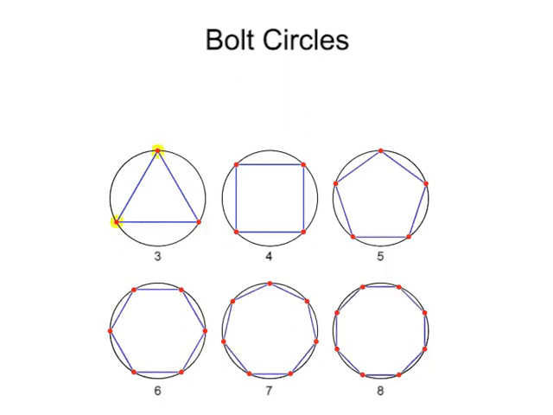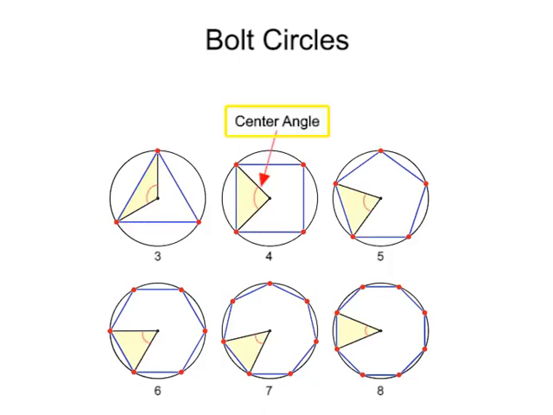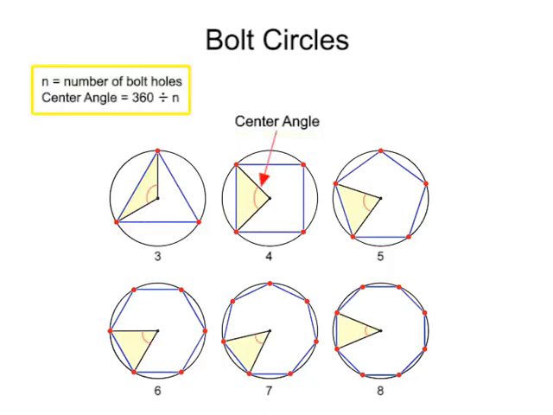The lines that connect two of the holes and the center of the bolt hole circle form a triangle. The center angle of each triangle can be found by dividing the total number of degrees in a circle, 360, by the number of bolt holes. For instance, a 3-bolt circle has a center angle of 360 divided by 3, which is 120 degrees. A 4-bolt circle has a center angle of 360 divided by 4, which is 90 degrees.